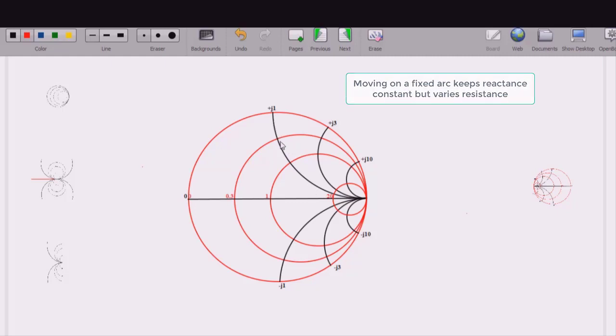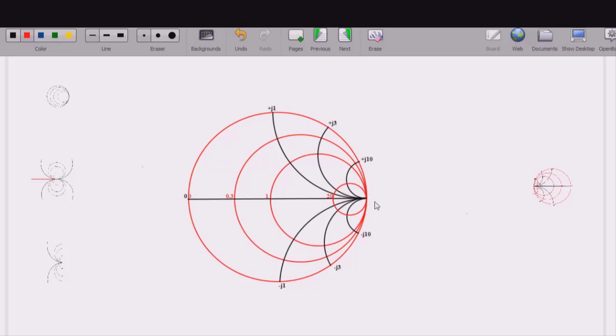Plus J1. But since you are moving, you are coming across different circles, red circles. Here a different red circle is there. So when you have moved from here and you have come to this point, it means that now the reactance is 1 but the resistance is 0.3. The moment you reach here, the reactance is still plus J1 but the resistance is 1. When you reach here, the reactance is plus J1 only, but the resistance has increased to 20 ohm. So you can see that the denser region contains larger value of reactance or resistance.